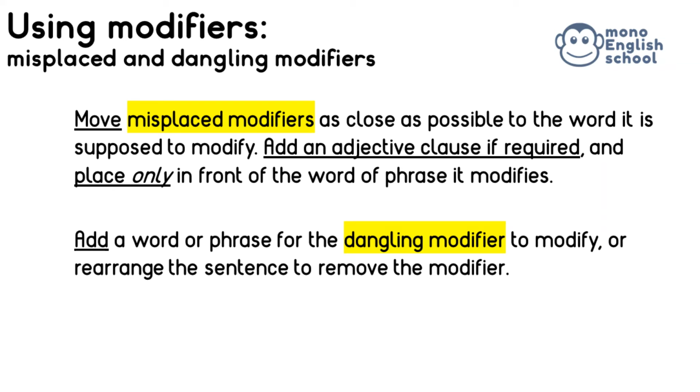And to recap what we have discussed in this video. Move misplaced modifiers as close as possible to the word they are supposed to modify. Add an adjective clause if required, and place only in front of the word or phrase it modifies. Add a word or phrase for the dangling modifier to modify, or rearrange the sentence to remove the modifier.